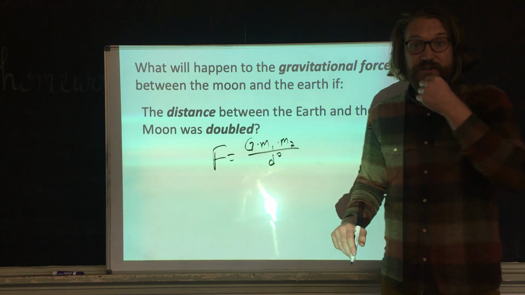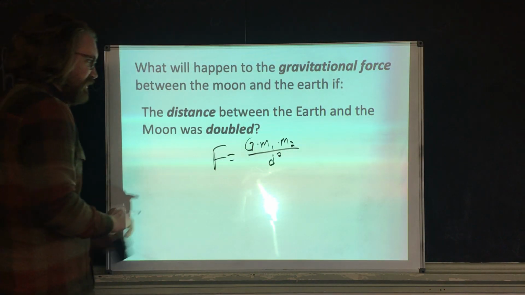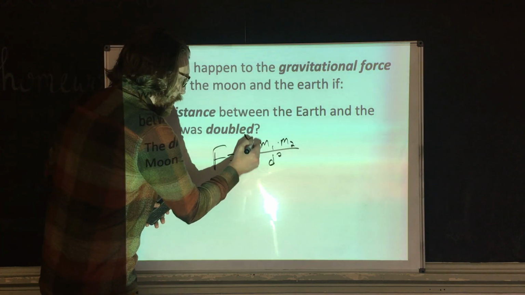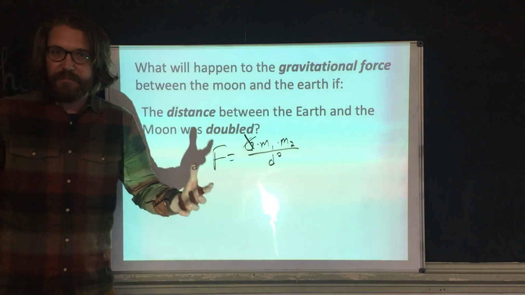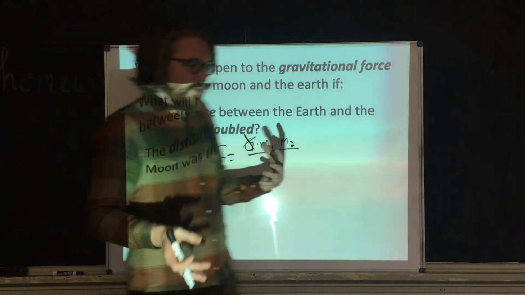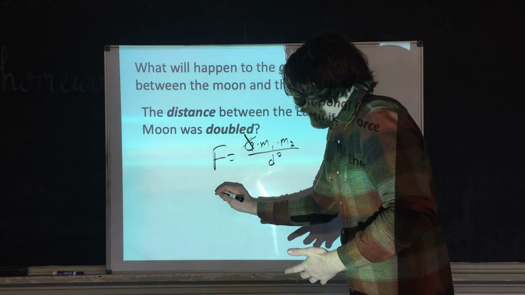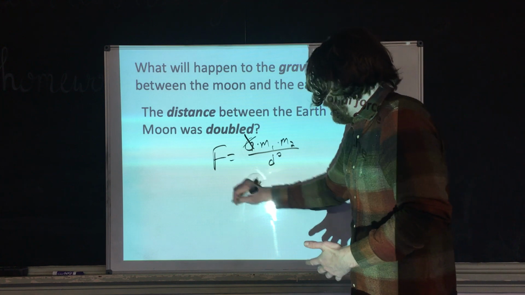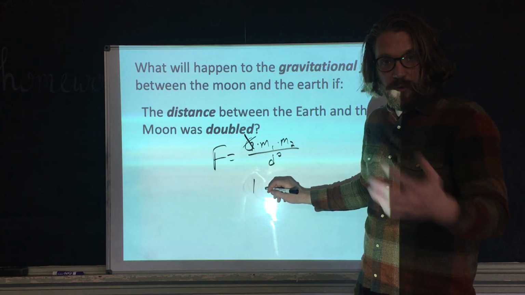Now, here's the thing about constants. When you're doing these kinds of problems and seeing what happens if you double something or triple something, you don't care about constants. They always stay the same. So we don't care about big G right now. And what we're going to do is the same thing we did last time. We're going to set everything equal to, or sorry, did I say 0? We're going to set everything equal to 1.